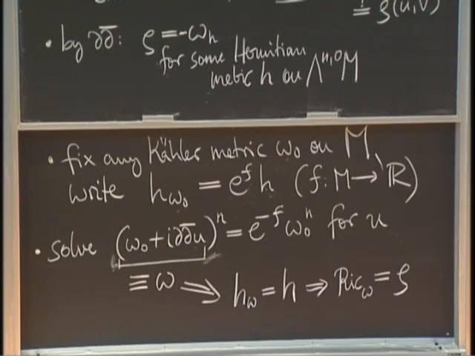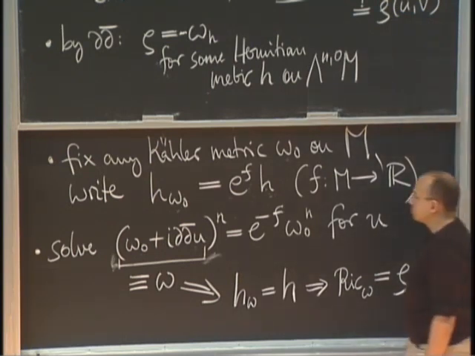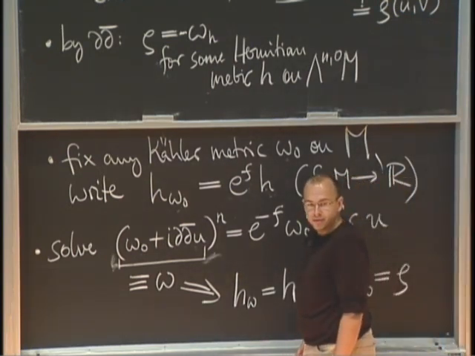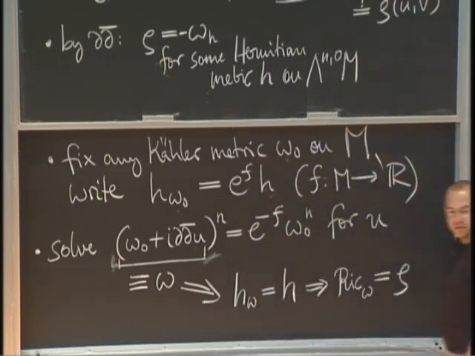You just want this to be positive, you don't care about exponent. Yeah. I'm just taking log of the ratio of the two Hermitian metrics.